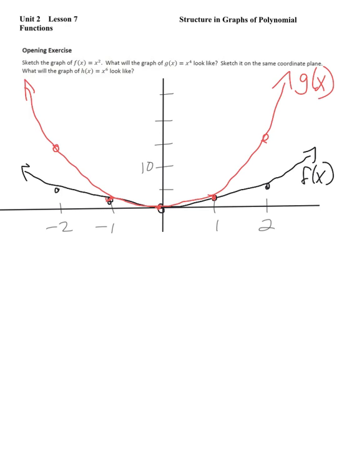And then finally, when you did h of x, same thing. No matter what, when I do 1 to the 6th power, 1 to whatever power, it's always 1. But then at 2, we start shooting off. We shoot off massively, a lot quicker and even faster than g of x. So that's what h of x looks like.